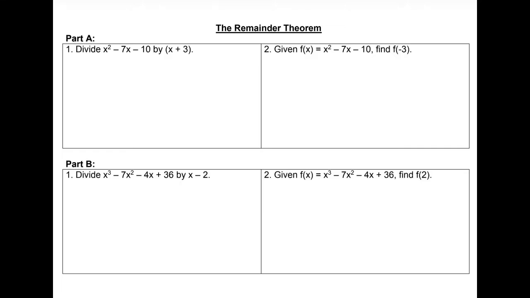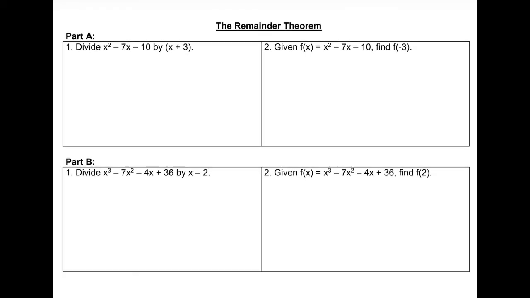This lesson, we're going to learn how to use the remainder theorem to find the remainder without dividing. So now, let's do some investigation to figure out what the remainder theorem is. Part A. Let's divide x squared minus 7x minus 10 by x plus 3.